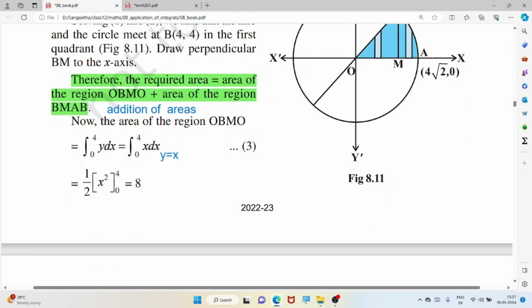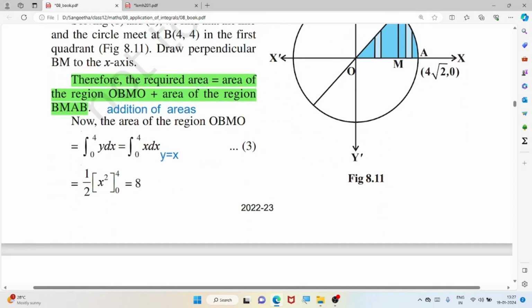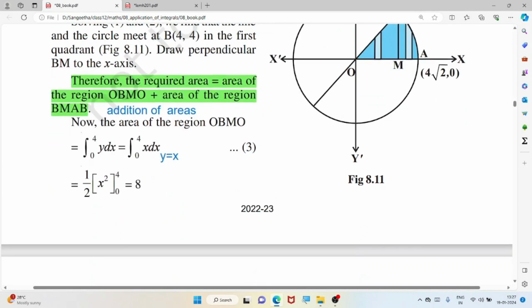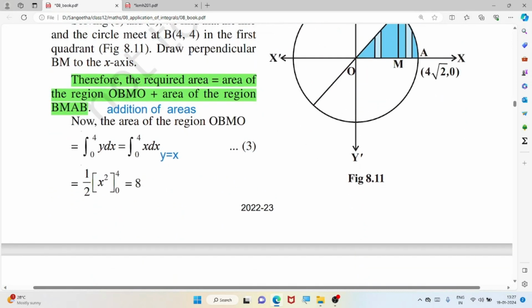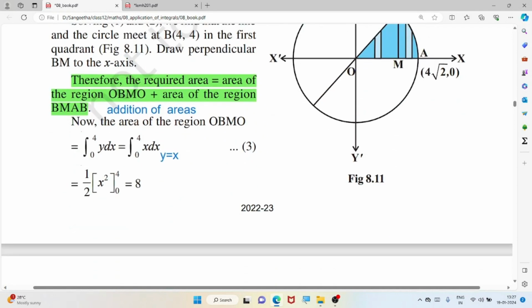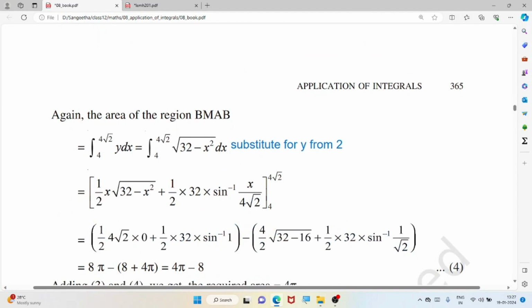From these limits, y dx equals x dx, because y equals x based on this. Then you apply limits. Similarly, for this you apply limits.